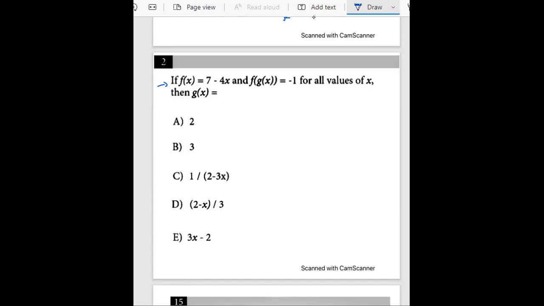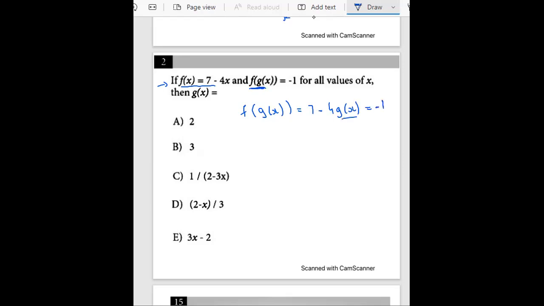But we can also think about this question this way. This is f of x, and this is f of g of x. So this is a composite function. Let's try finding the expression for this function. If f of x is 7 minus 4x, f of g of x would be the same thing. The only difference would be that instead of x, I will have g of x, and this is equal to -1.